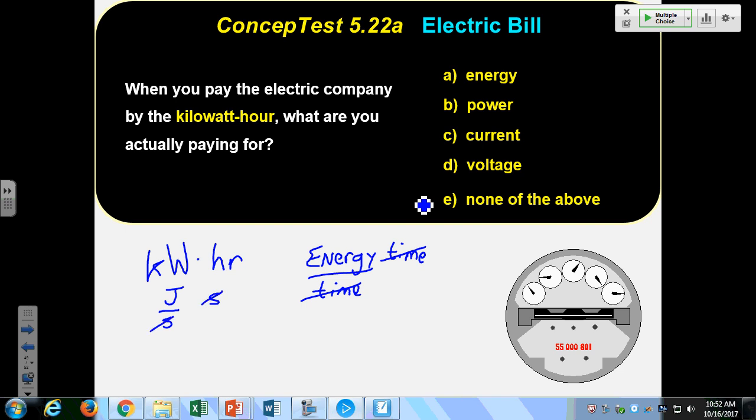Kilowatt hours is a measure of energy, not power. In fact, they don't really care what your power consumption is. They don't care if you use all of your energy on day one and then turn off everything thereafter.